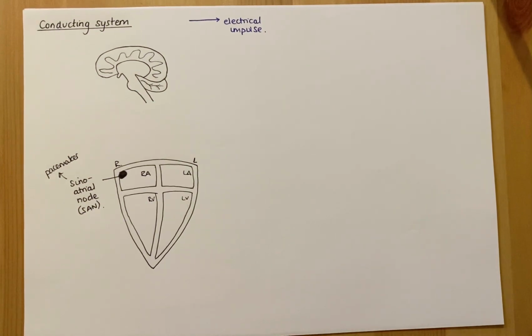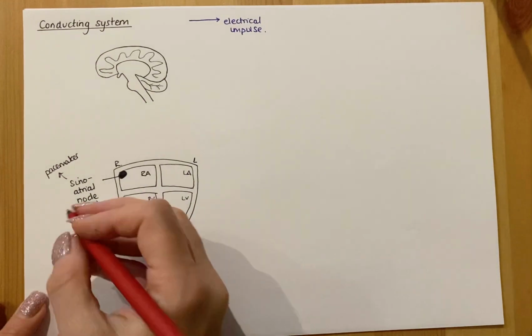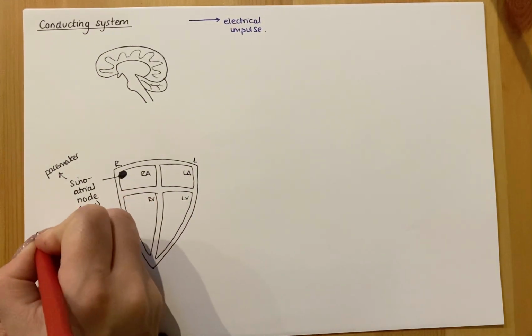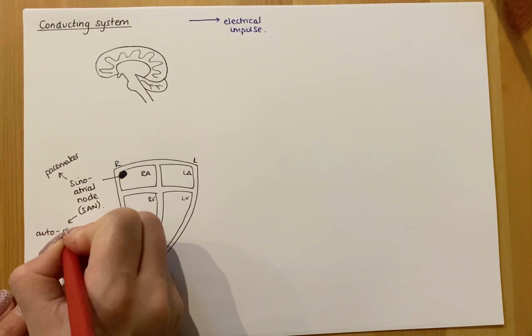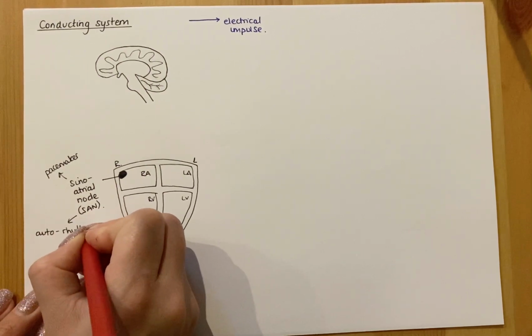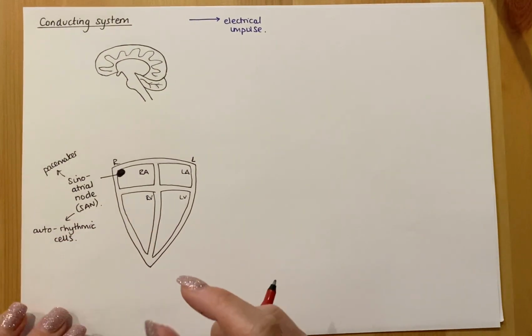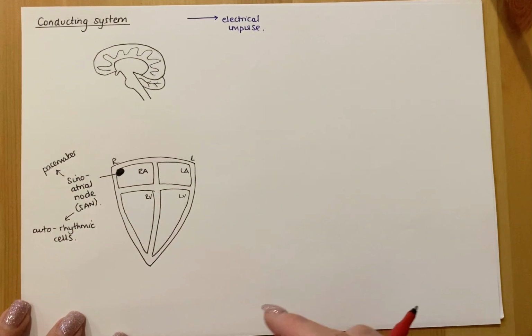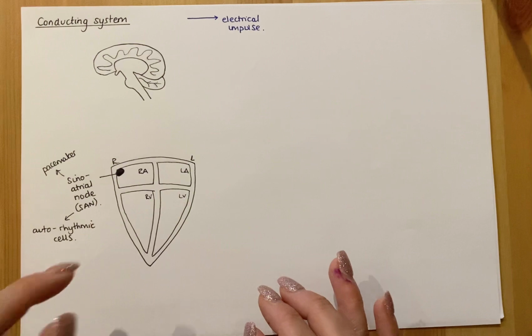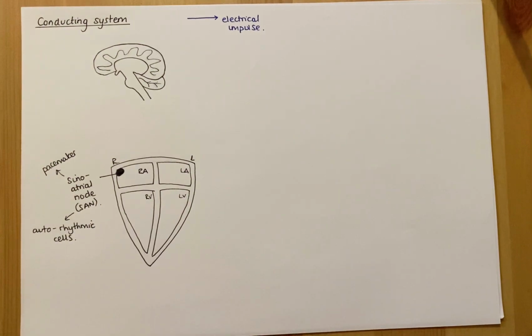So similar to when people get an artificial pacemaker, it does the same thing. Now, this sinoatrial node is composed of what's called autorhythmic cells. And what that means is those cells will just tell the heart to beat in a rhythmic manner, over and over and over again, just continuously at a set pace. So this SAN will set the rate at which the heart contracts.